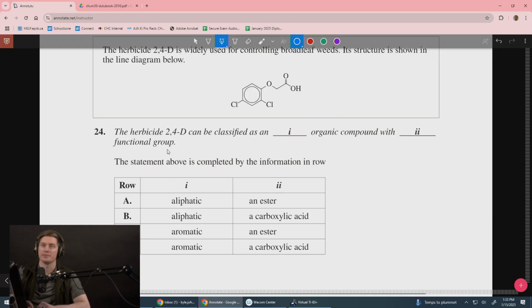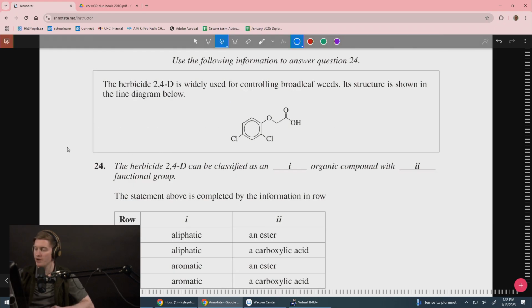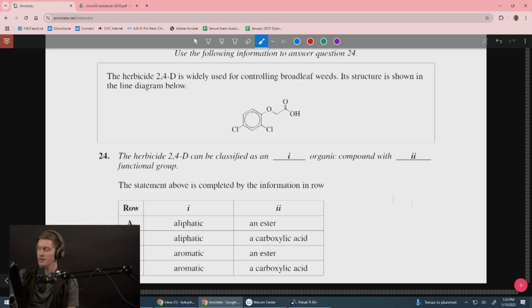Let's look at another one. The herbicide 2,4-D is widely used for controlling broadleaf weeds. Its structure is shown in the line diagram below. Here is its structure. The herbicide 2,4-D can be classified as a blank organic compound with blank functional group. All right, this is another definitions one. If you understand the different categories of organic compounds, this one's not too bad.